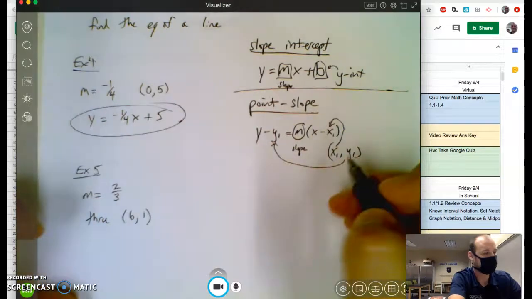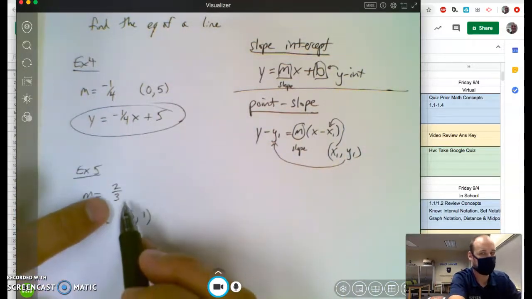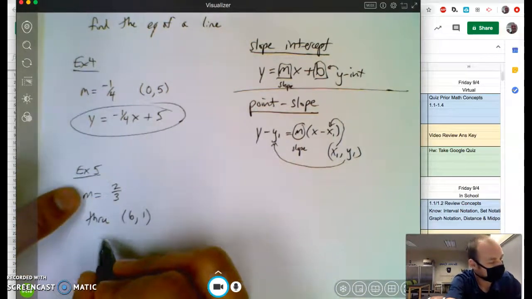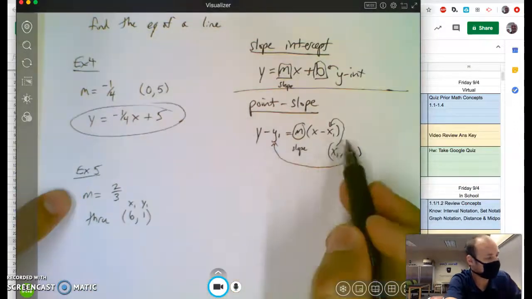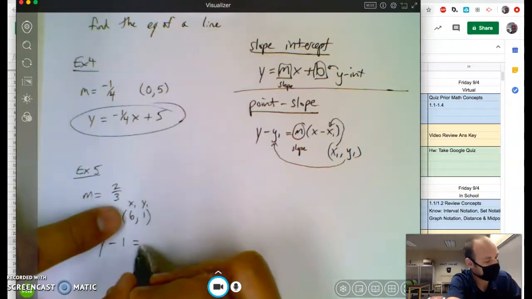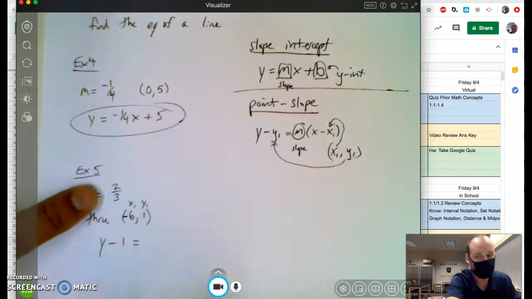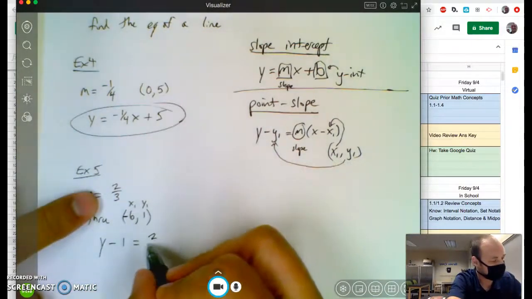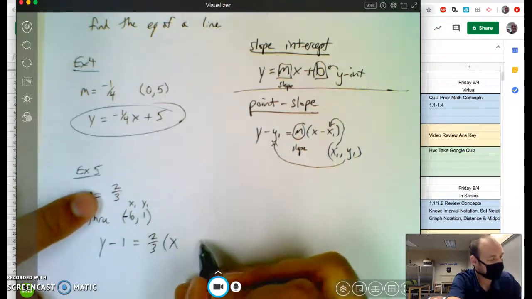But I think that's wasteful because guess what? If you have a point and a slope, you know what you should use? Point-slope form. So I'm going to write, just remember, this is x1 and this is y1. So I'm going to follow this formula. y minus y1 equals m, actually I'm going to make this a -6 just to show you, equals m, which is 2/3, times x minus x1.